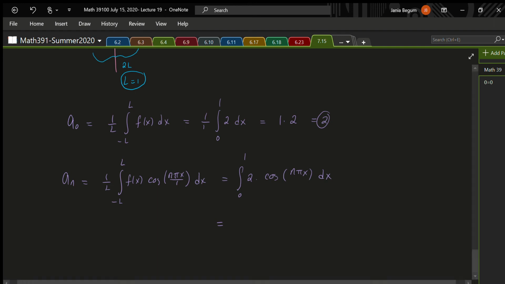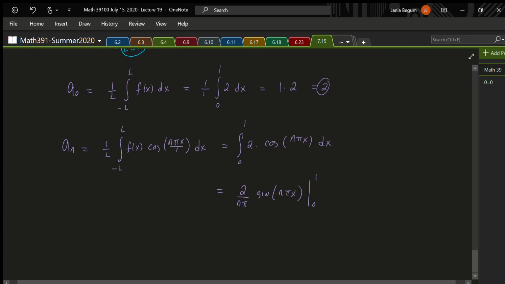Positive, good. So we have 2 times, and then the argument is n pi x, so we have 2 over n pi sine of n pi x, taking it from 0 to 1. So now we plug in the endpoints, 1 and 0, so we have 2 over n pi times sine of n pi minus sine of 0. Well, what is sine of n pi?